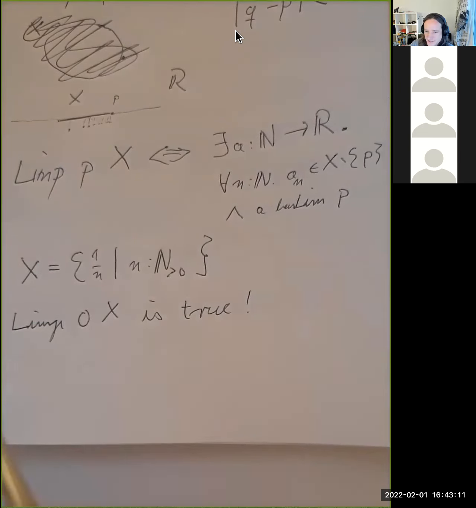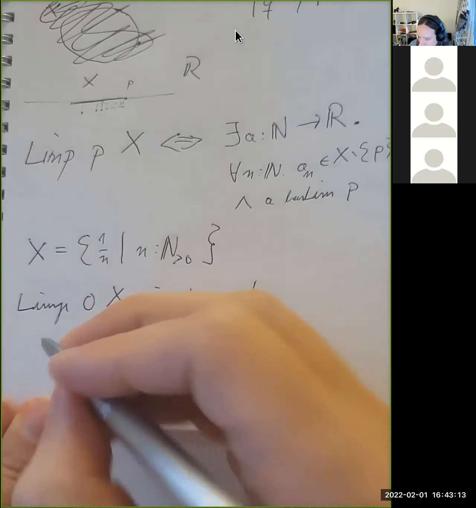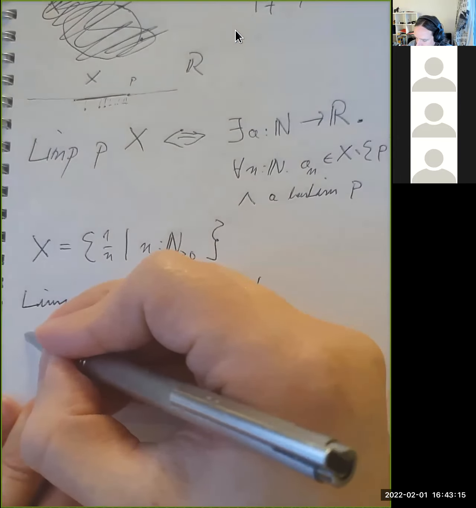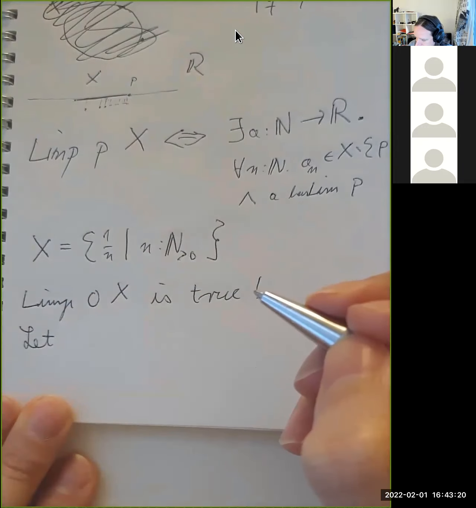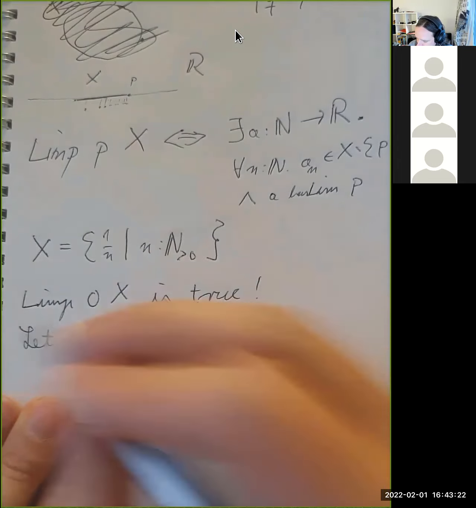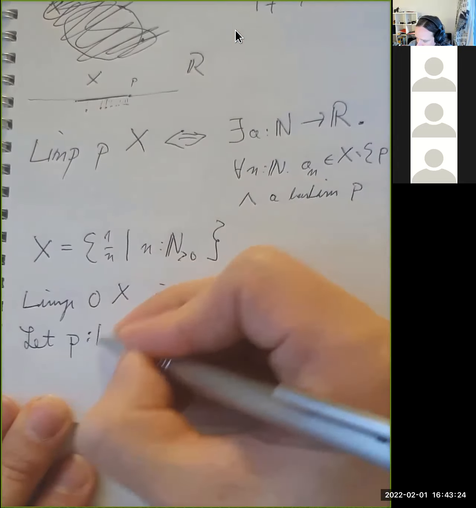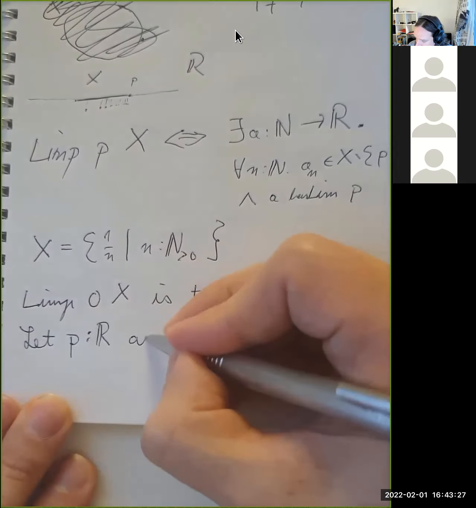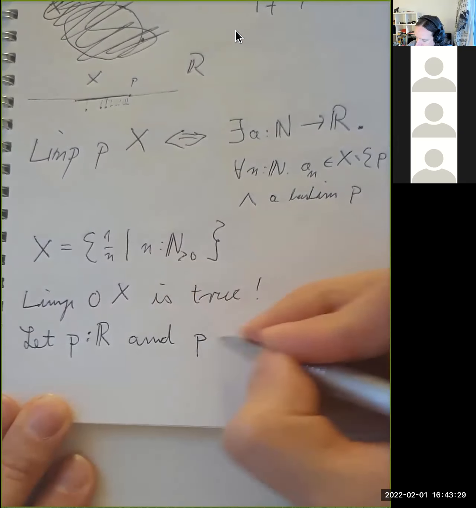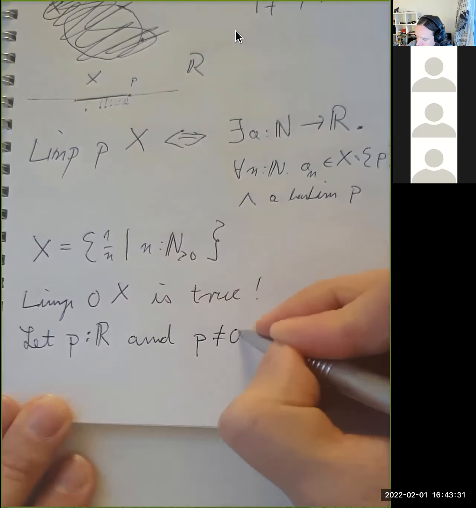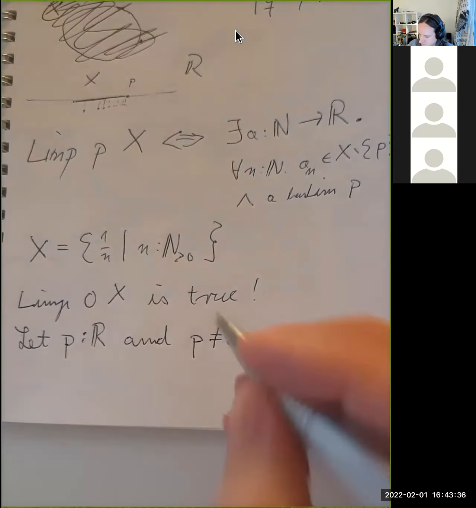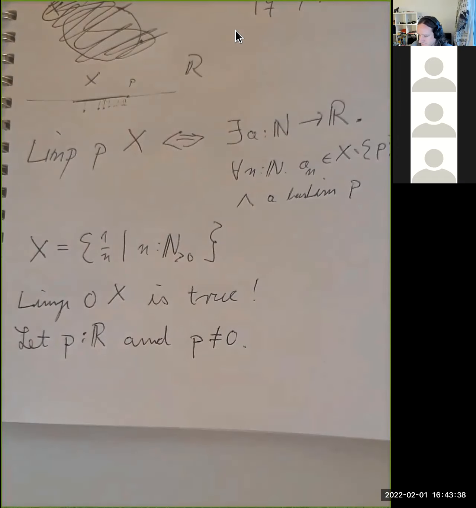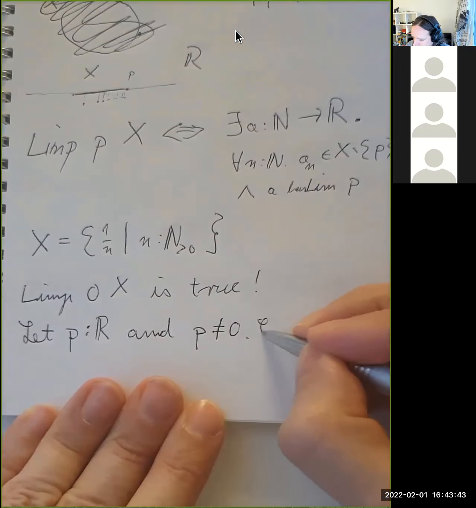Now I guess I try the second one. Okay, so let, what do we call it? P. Let P be a real number and P not equal to 0. Okay, so we want to show, goal.